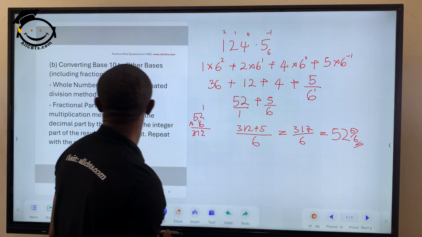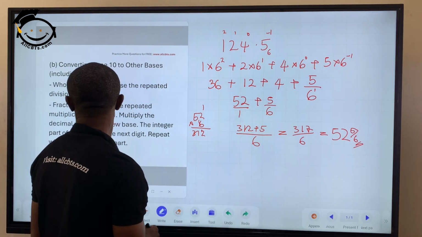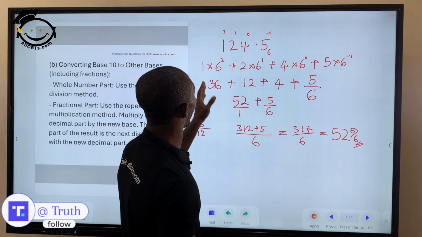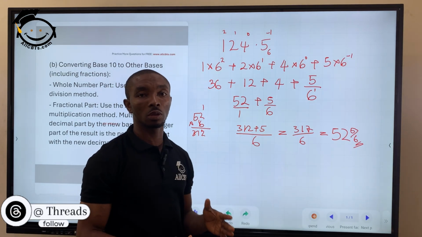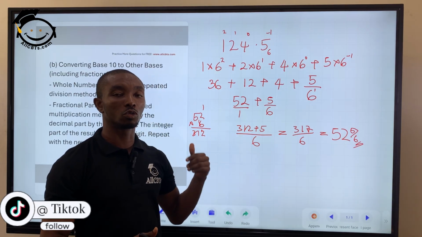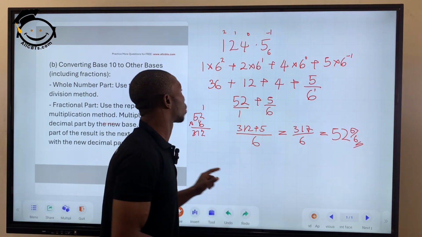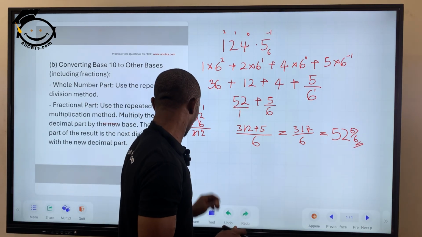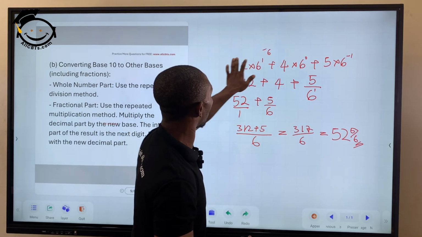Next, we'll be looking at converting base 10 to other bases. Now, like I said earlier on, in converting from one base to base 10, we use our expansion method, while if you are converting from base 10 to another base, we use our division method. But in this case, we are going to look at both whole numbers and numbers with decimals on how to convert from base 10 to other bases.